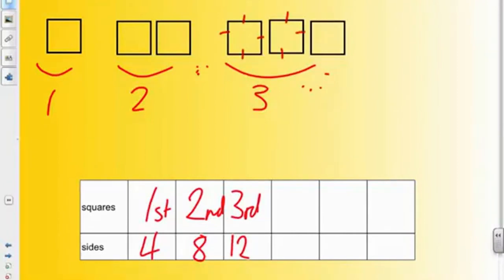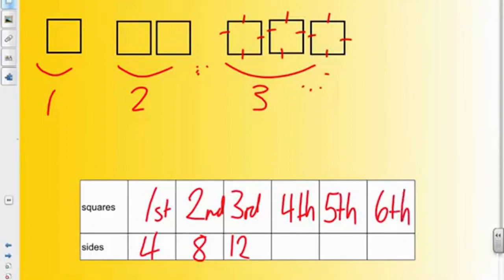But I've also worked out there's a pattern. Can you see the pattern between each term? I'm not going to tell you. Maybe you can spot it yourself and work out the 4th, 5th and 6th terms. Here, I'll do the 4th term. I can see that it's adding by what each time? It's adding by 4, isn't it, each time?